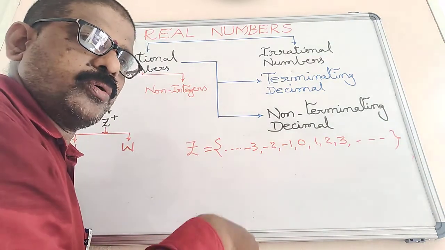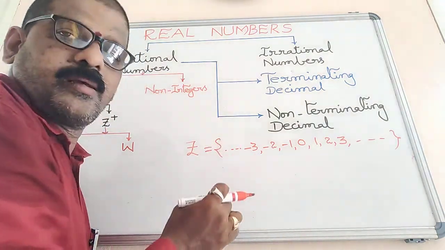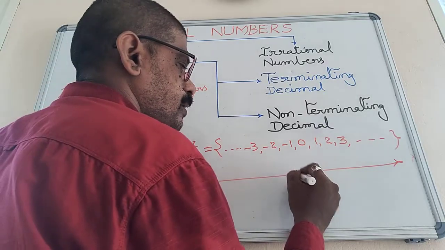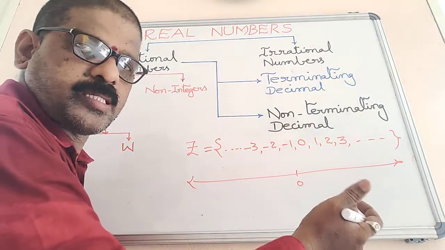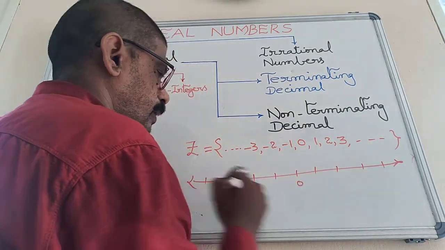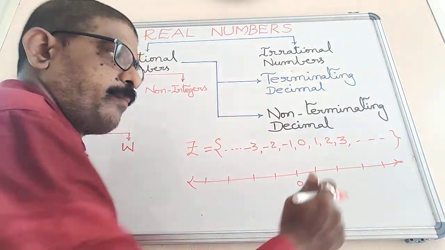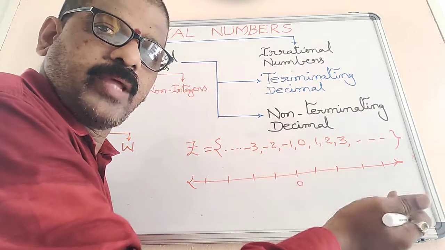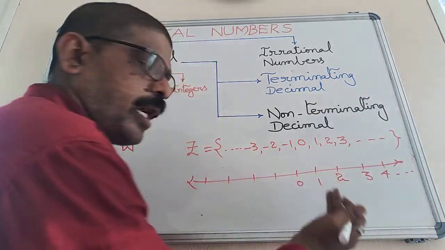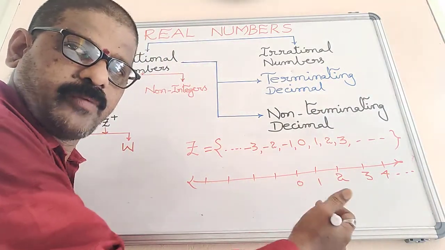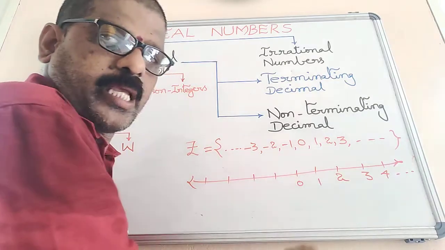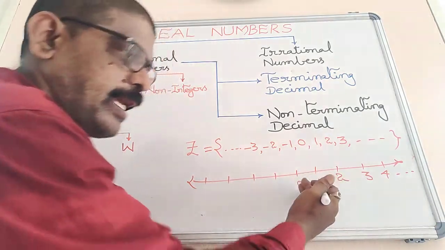The next one, we have to represent integers on the number line. So we can write 0. We have to divide the number line into equal parts. Now 0. We can represent positive integers on the right side of the 0. That is 0, 1, 2, 3, 4 and so on. Now we can represent negative integers on the left side of the 0. Clear? Positive integers are denoted on the right side of the 0. Negative integers are denoted on the left side of the 0.